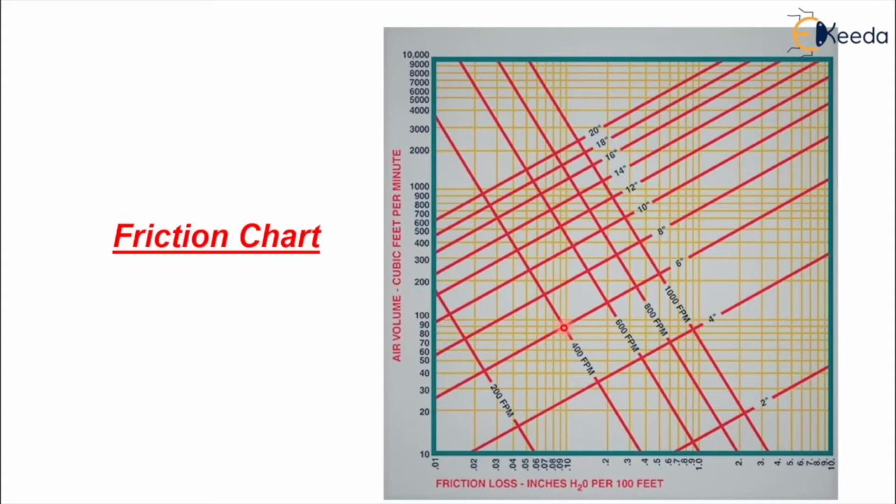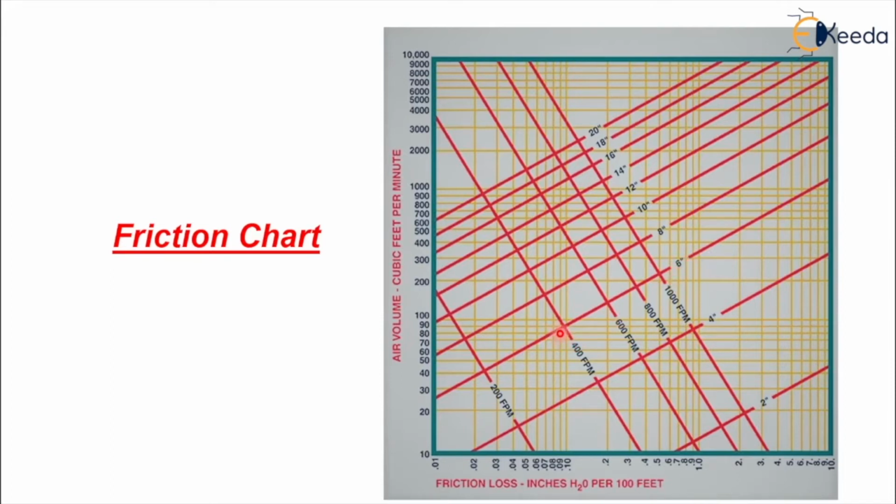Now after calculating, given the air volume flow rate, suppose 90 is the given air volume flow rate. At this point, if I calculate the diameter, I'll get a diameter of 6 inches. That will be the duct diameter. By using this friction chart, I can calculate the duct diameter.